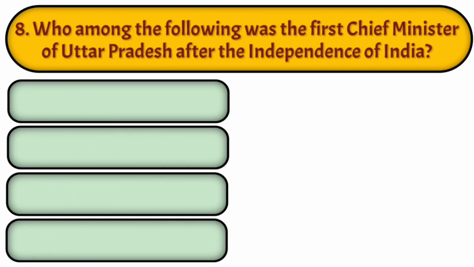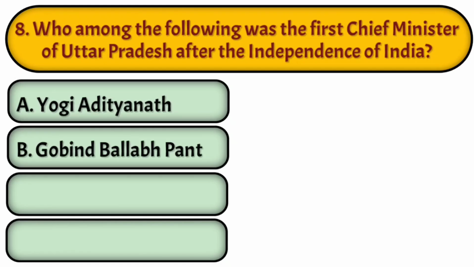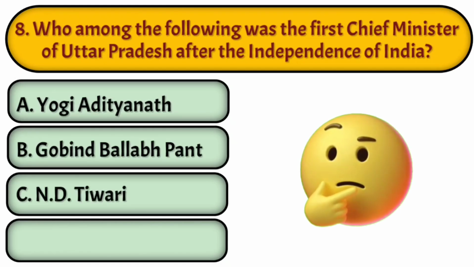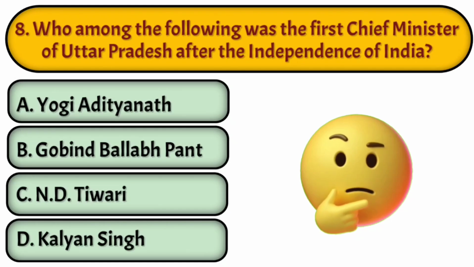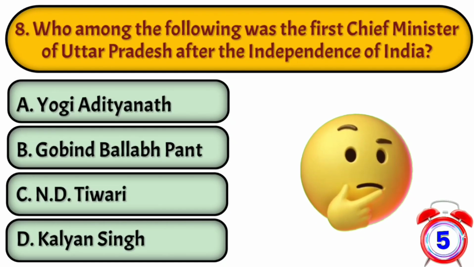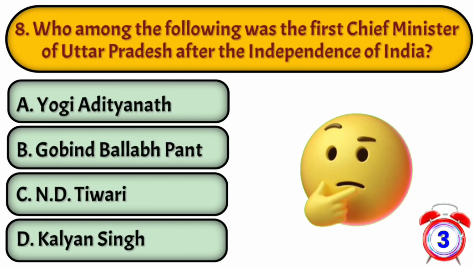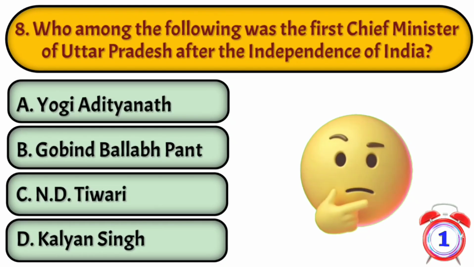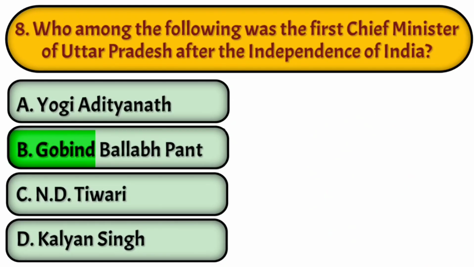Question 8. Who among the following was the first Chief Minister of Uttar Pradesh after the independence of India? Option A. Yogi Adityanath. B. Govind Ballabh Pant. C. N.D. Tiwari. D. Kalyan Singh. Answer is B. Govind Ballabh Pant.